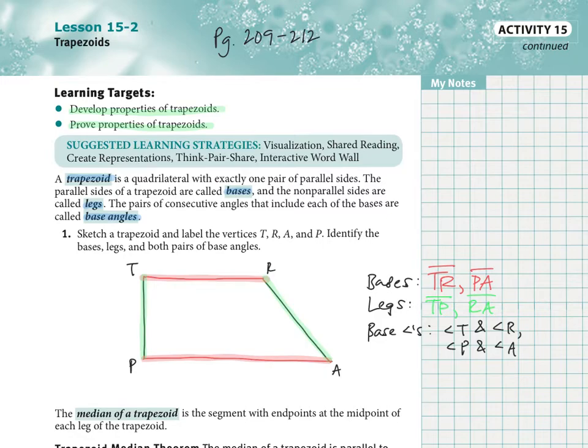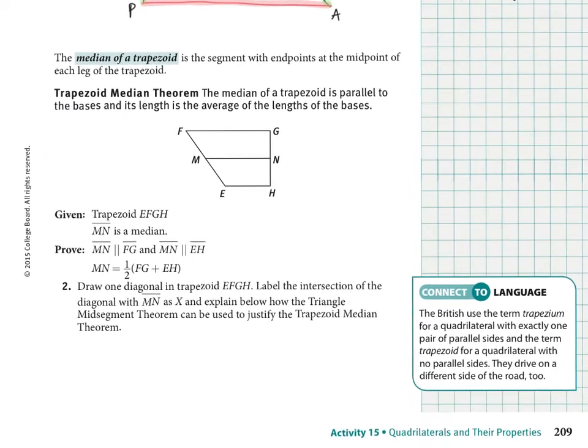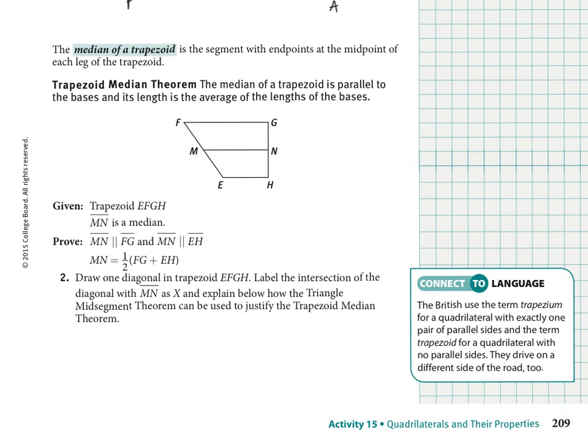Now we're going to start looking at our next section. Previously, yesterday, we looked at the mid-segment of a triangle. So we kind of saw a triangle within a triangle, and we saw that relationship.